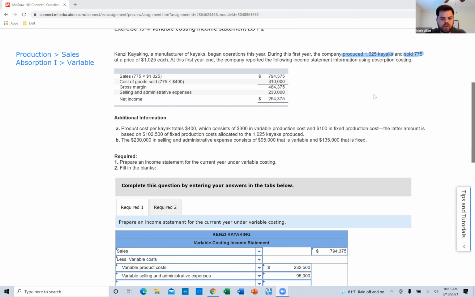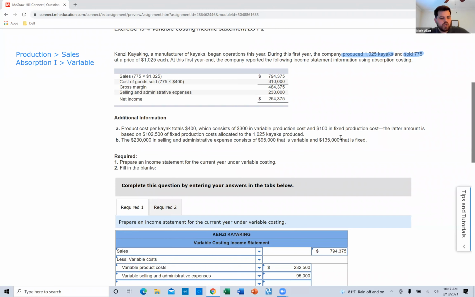The latter amount is based on $102,500 of fixed production costs allocated to the 1,025 kayaks. So this is just simply some division. 102,500 over the 1,025, right? So it's just the 102,500 divided by the 1,025. And then, of course, that gives you the $100 per kayak. So that's what part A tells us.